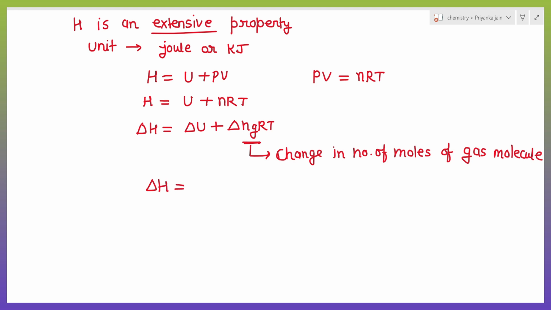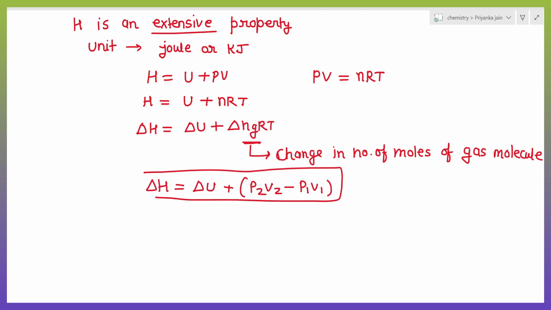Del H is equal to del U plus P2V2 minus P1V1. Sometimes you use this formula and sometimes you use that formula. Both the formulas are applicable.